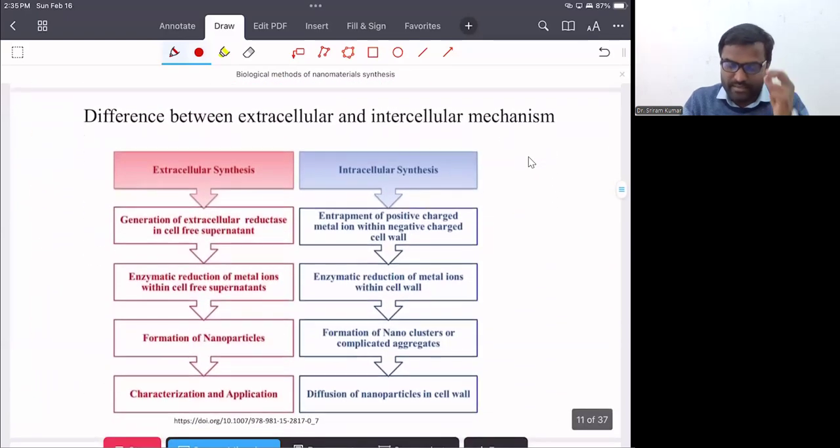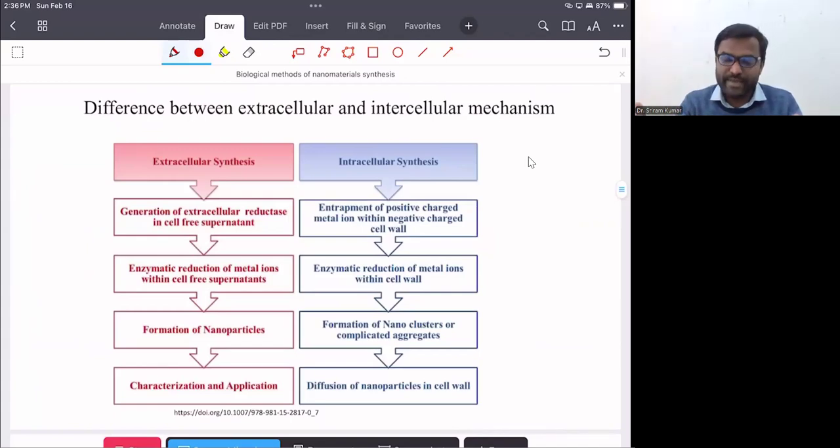So if you want to understand the difference between the extracellular and intracellular mechanisms, let's look at the differences. In the extracellular mechanism, extracellular reductase is generated in the cell-free supernatant. That means these reactions happen outside of the cell. So when you culture the bacteria and add the metal ion, we will have the nanomaterial outside of the cell, not inside, so we can easily extract these nanomaterials. However, in intracellular synthesis, the metal ions are present within the cell membrane or the cell wall, depending on the kind of cell we are using.